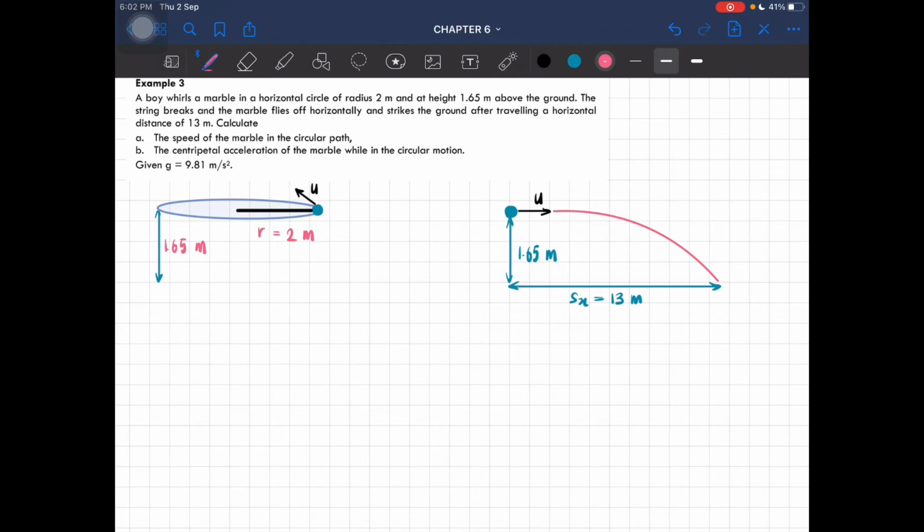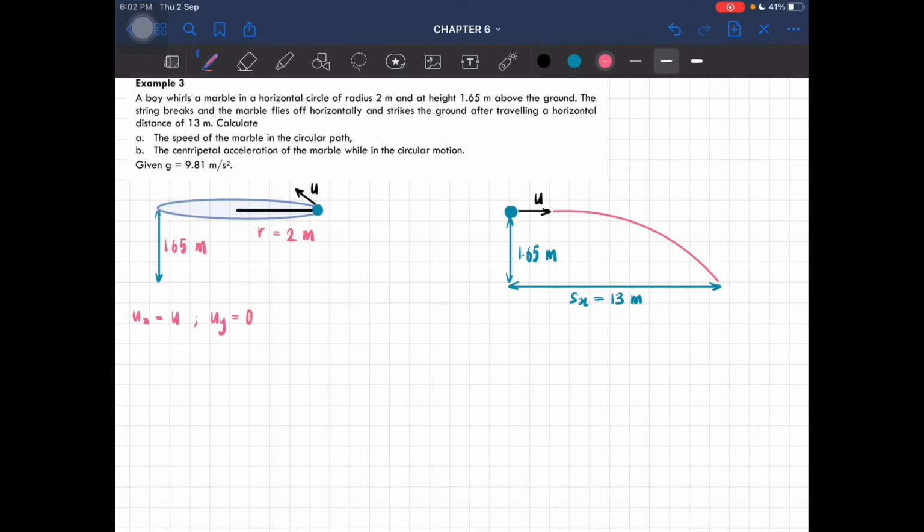Okay, so what do we know from this diagram? We know that the speed ux, horizontal, is equal to u. uy is equal to 0. Why? Because now the marble moves horizontally. So the direction of u is only horizontal. It has no vertical velocity.